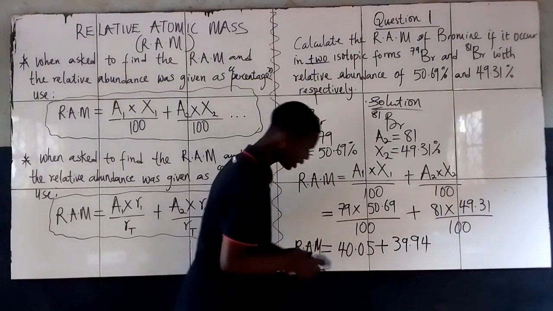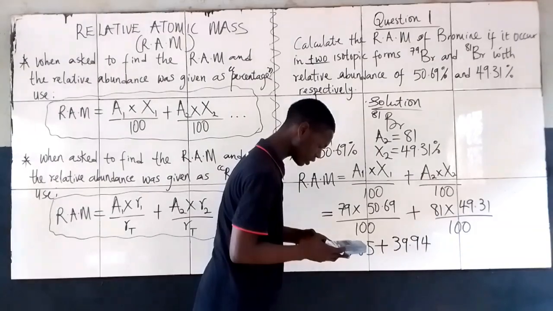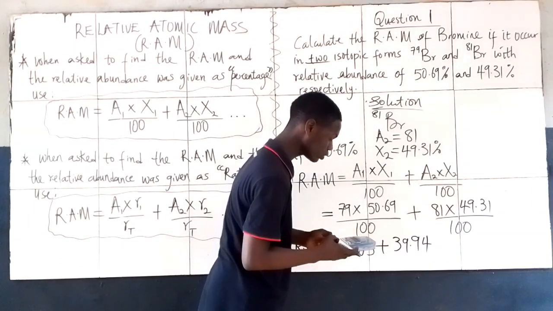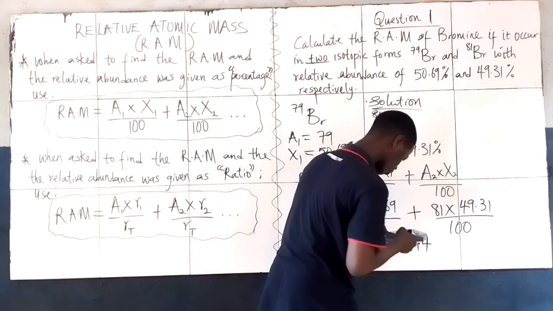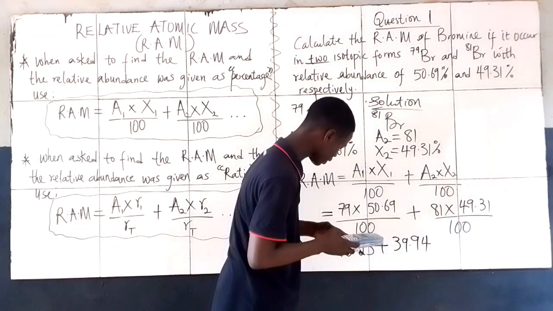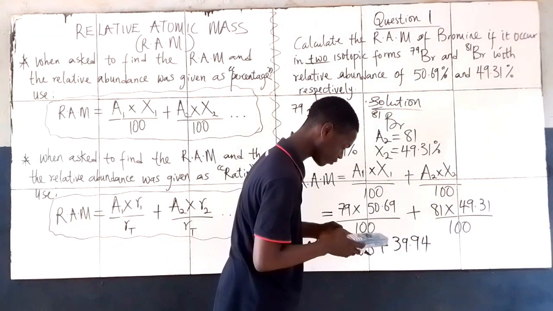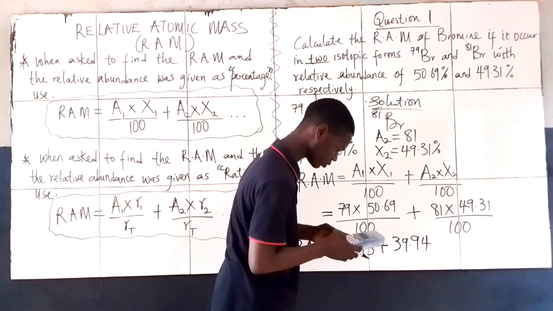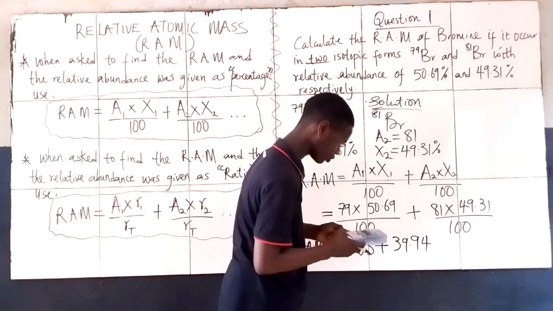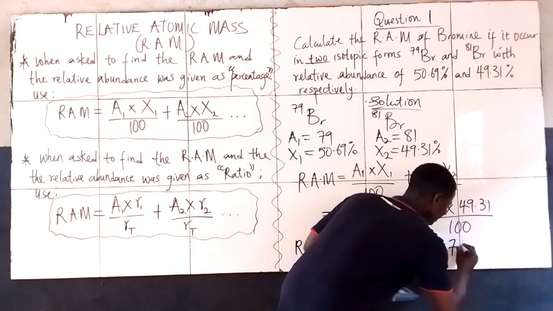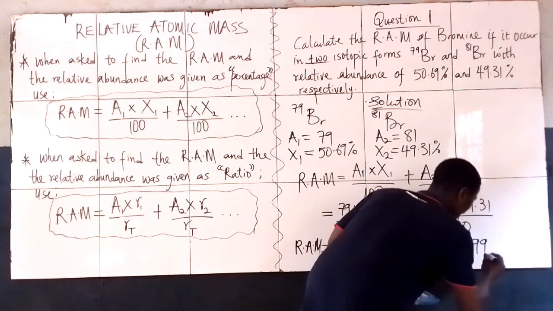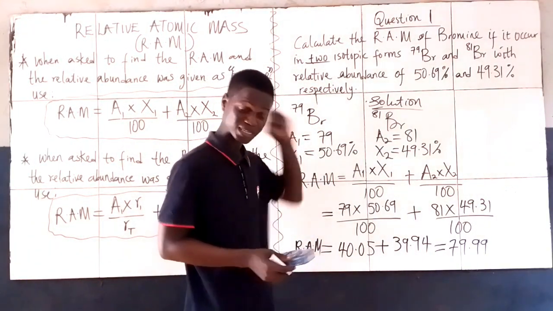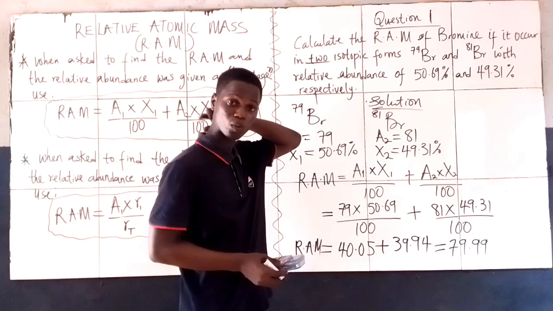Is that clear? So let's do the addition together. 40.05 added to 39.94. So when you add these two together, we are having exactly 79.99. Now take note, the unit for relative atomic mass is AMU, and that stands for what?